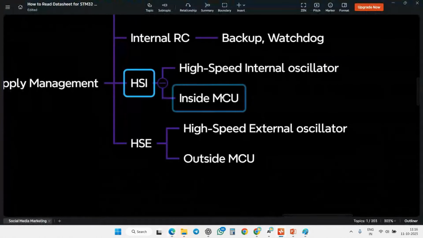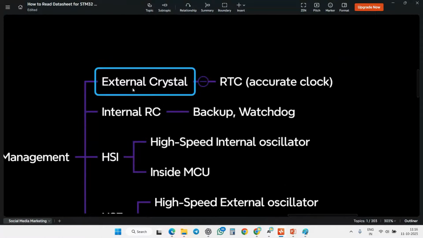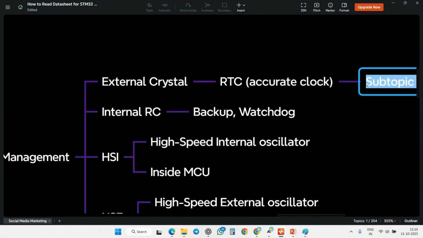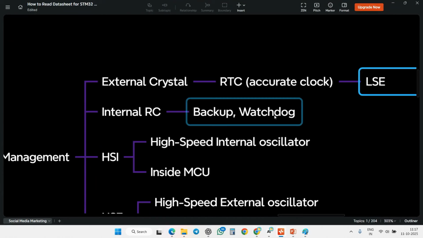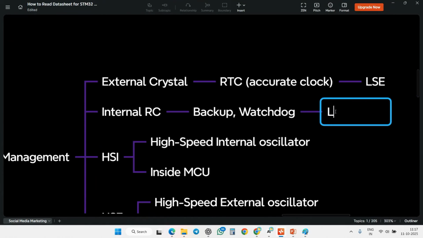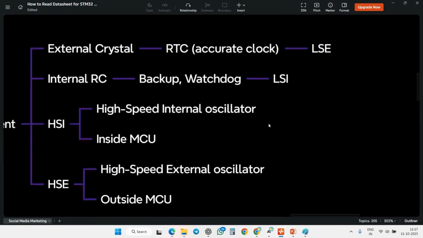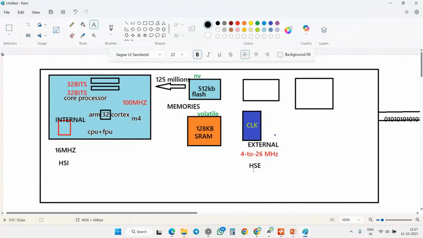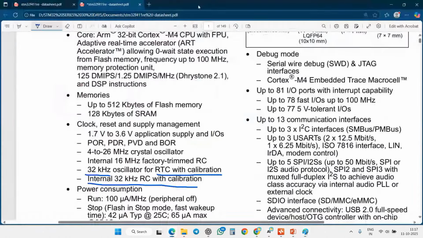Along with that, we have an external crystal and an internal RC oscillator. It is a low speed clock. It is called LSE, and the other is called LSI. Same, the low speed clock: low speed external, and here we have LSI, low speed internal. This low speed clock is used for RTC, backup data, and in the watchdog timers.